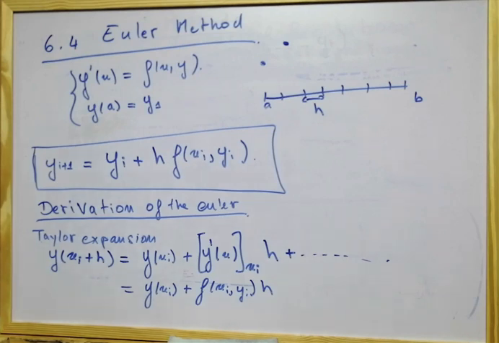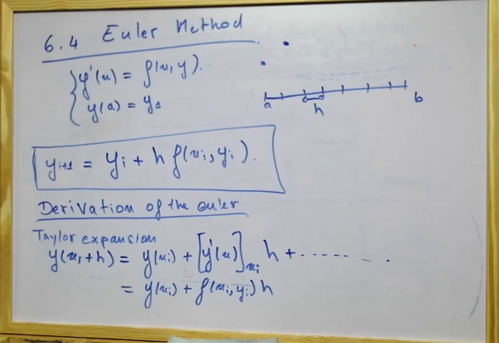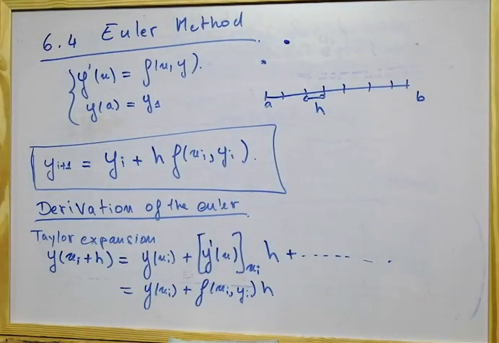In this way we can derive the Euler method from the first order Taylor expansion. And as we expect, this method will not be so accurate because it retains only the first term of the Taylor expansion. In order to be accurate, the h needs to be very small.